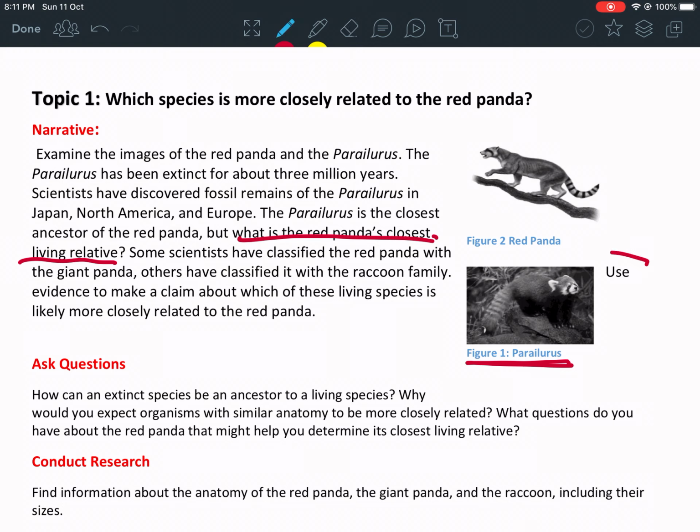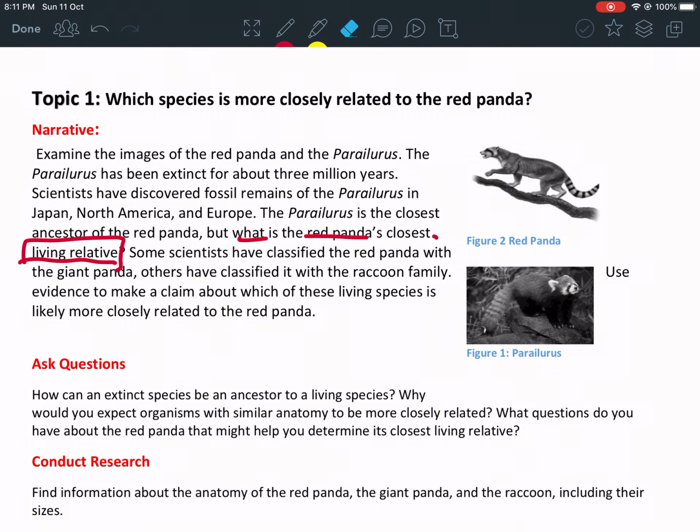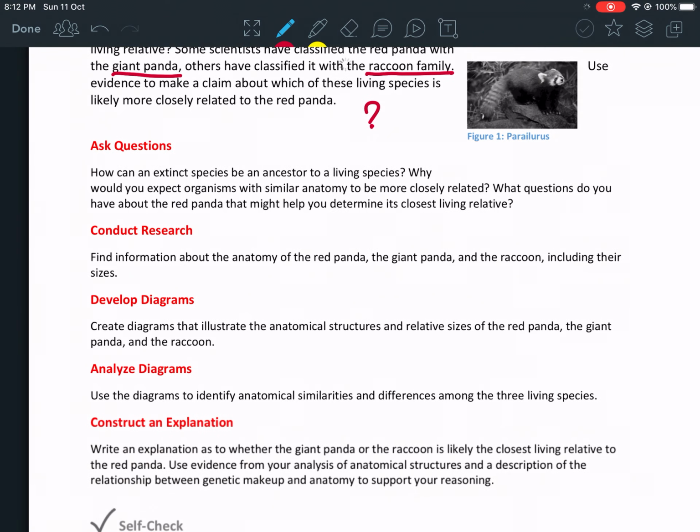They found that this, which actually looks like a raccoon, is an ancestor, but this died 3 million years ago, a very long time ago. It's extinct, no longer there. And they're asking you, what's the red panda's closest living relative? Living means living, okay. Alright, so this is your question. We're gonna find out what's the closest between these two, the raccoon family and the giant panda. Which one? There's no right answer here. It depends on the research that you make.